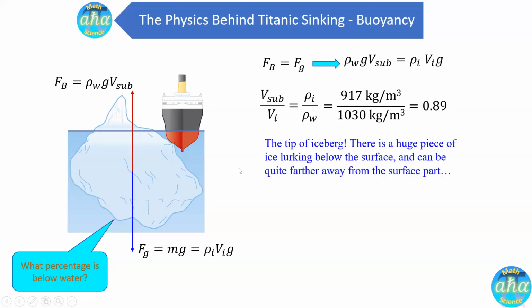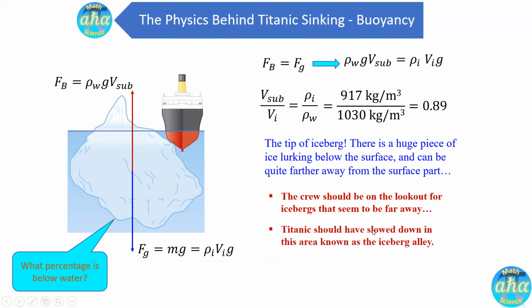And this is actually known as what? The tip of the iceberg. So there's a huge piece of ice lurking below the surface, and it can extend quite far from the surface part. The surface part is here, but the iceberg could be way further away from it. So this means that in order to avoid the Titanic being hit by the iceberg, the crew members must be on the lookout for an iceberg that seems to be far away, because the underwater part could actually be very close to the ship. And obviously the Titanic should have slowed down in this area known as the iceberg area.